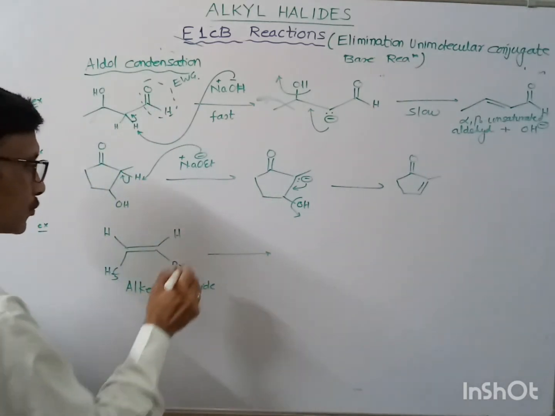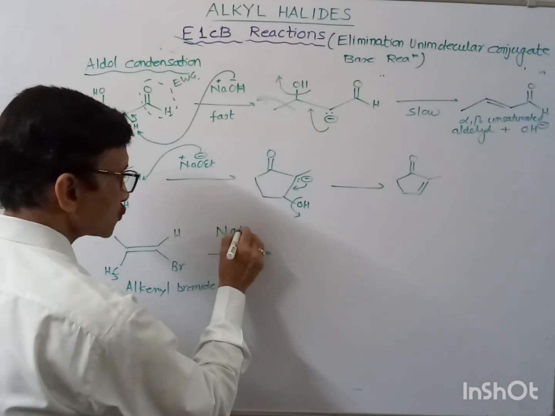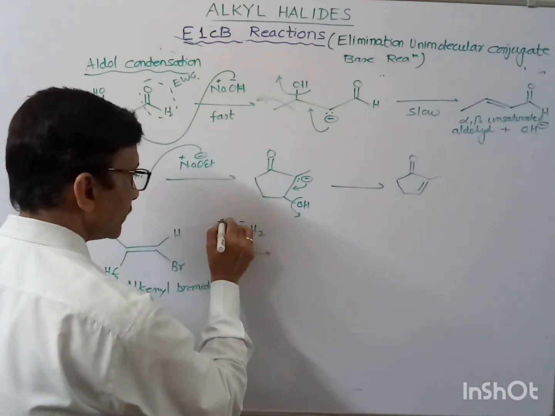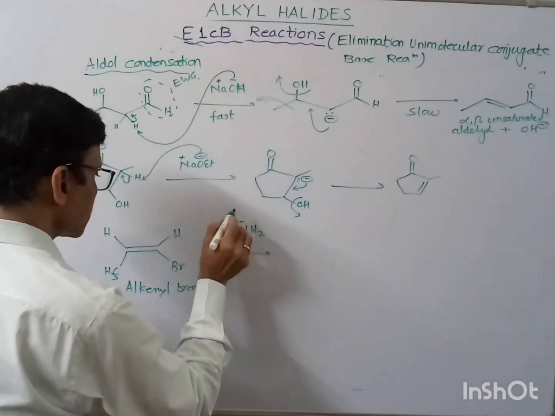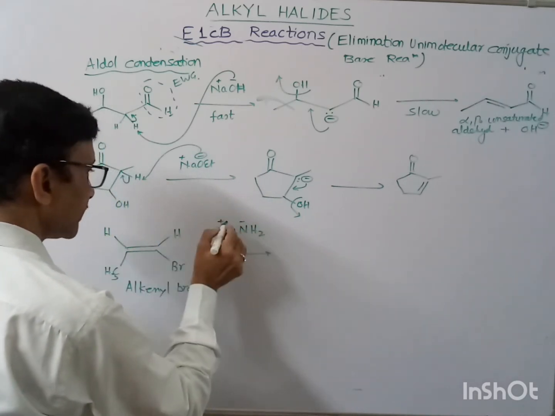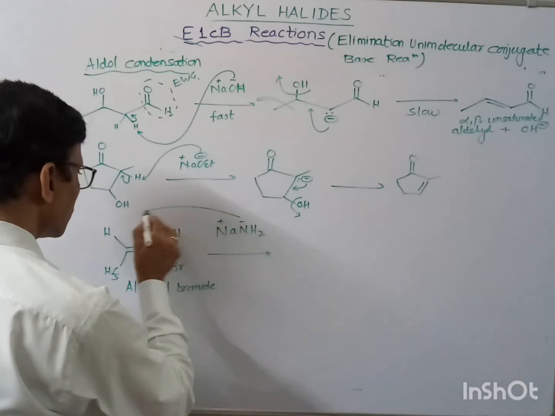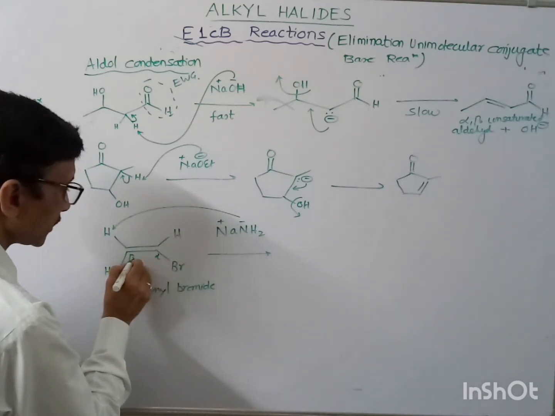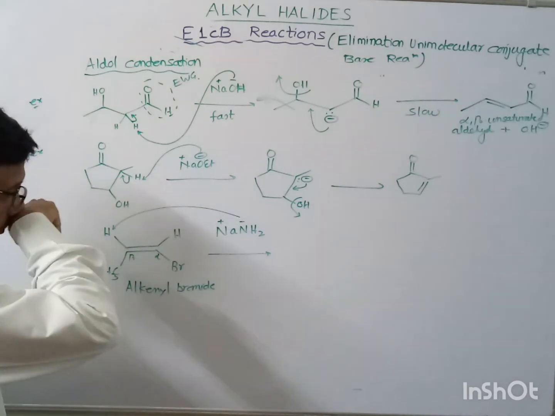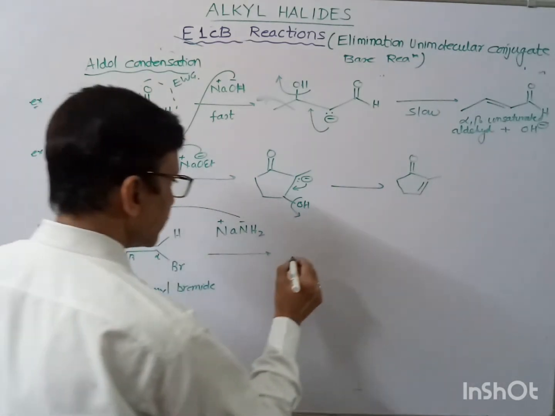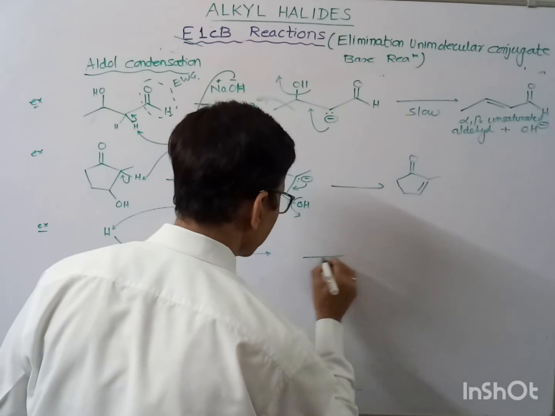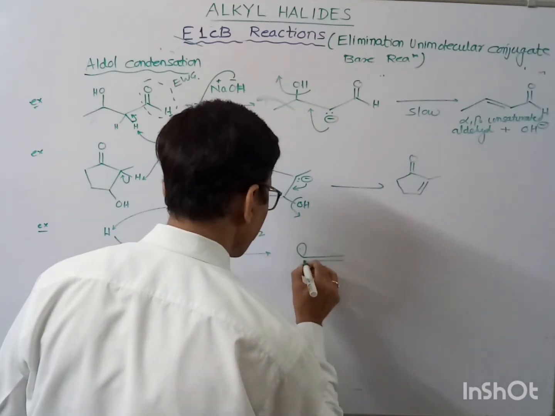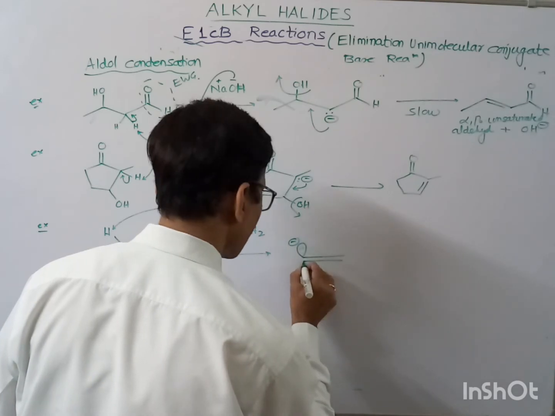So how? Suppose we have a strong base, sodium amide. This sodium amide as a strong base may take one of these beta H. So suppose this is the alpha and this is the beta one. It will take out this beta H and here you will have this intermediate which is formed.